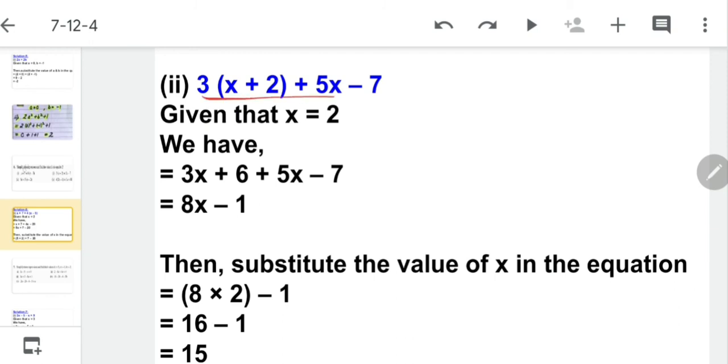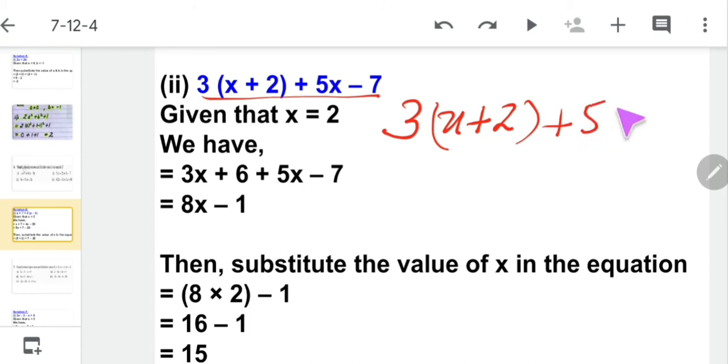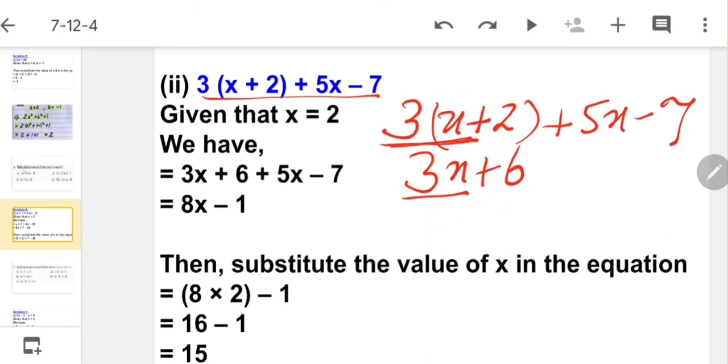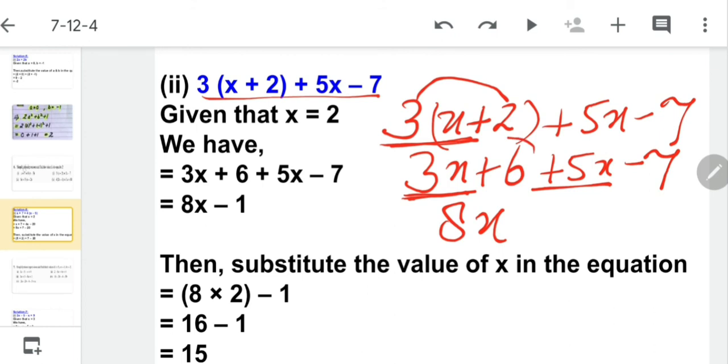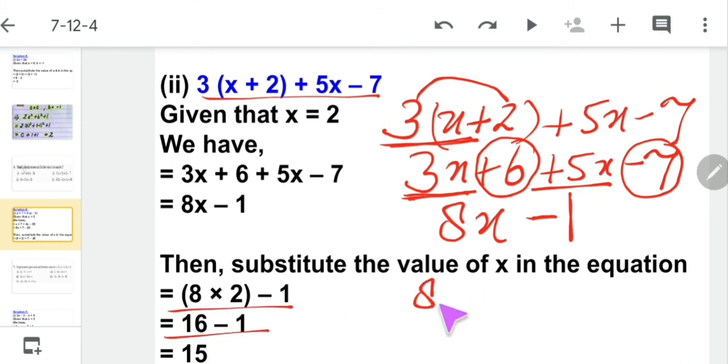Now in the second part, you can see we have 3 times x plus 2, plus 5x minus 7. So it is 3x plus 6, as 3 is multiplying with x, so it will be 3x, and 3 is multiplying with 2, so it will be 6, plus 5x minus 7. So 3x plus 5x will become 8x, and positive 6 and negative 7 will become minus 1. Now we have to place the value of x in place of x. So it will be 8 into 2 minus 1, that is 16 minus 1, which gives us 15.